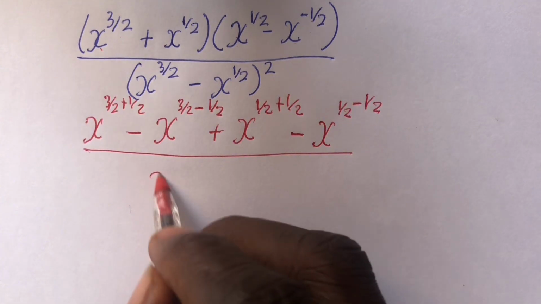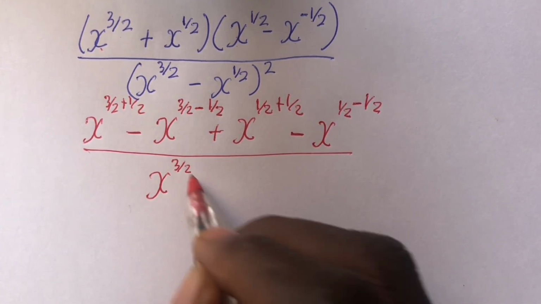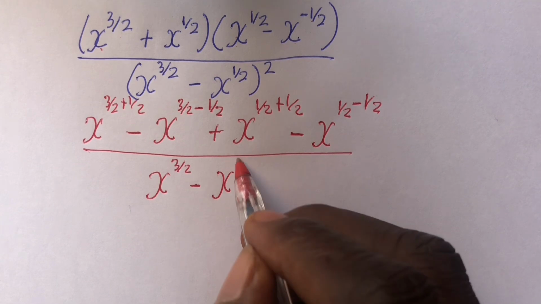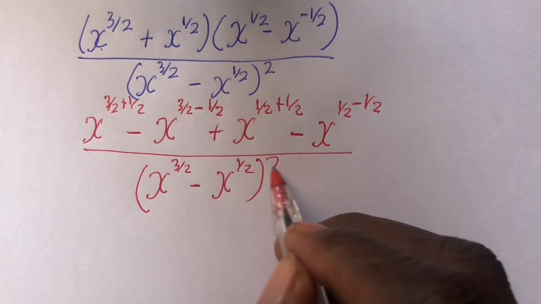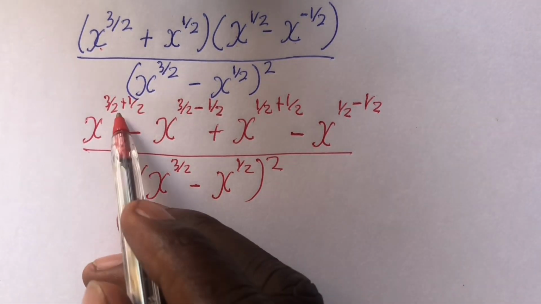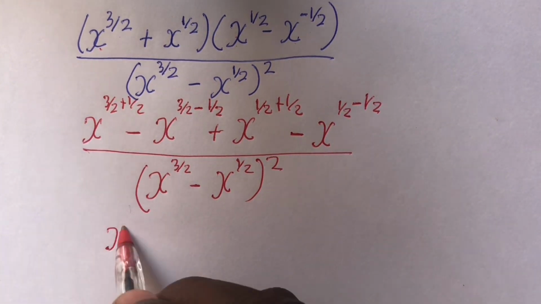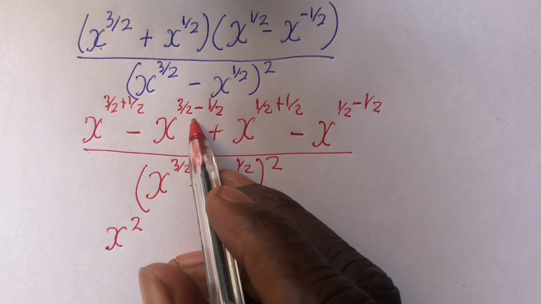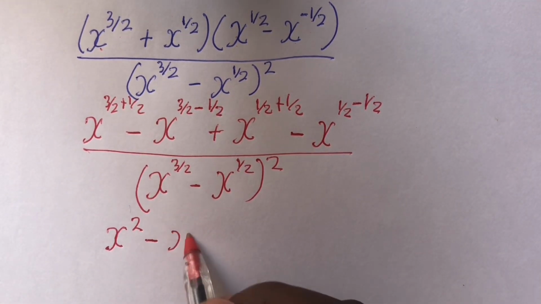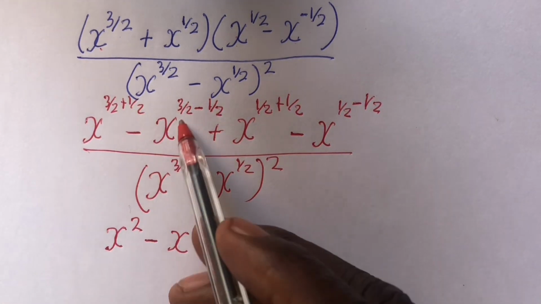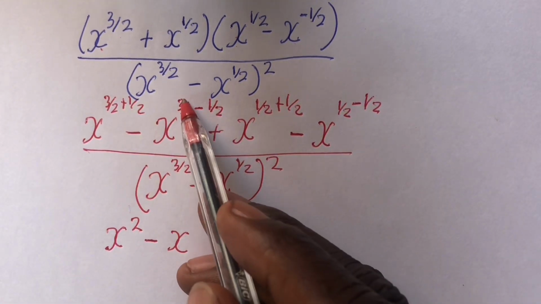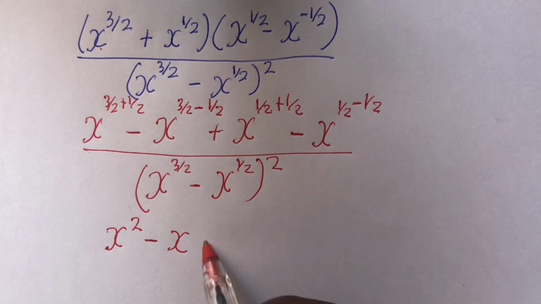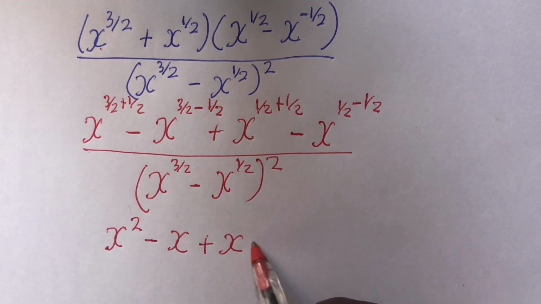All divided by (x^(3/2) - x^(1/2)) all squared. Now, if we add 3/2 to 1/2, we get x squared, right? Then if we subtract this, we get minus x. Because we subtract the 1 from the 3 to get 2, 2 divided by 2 is 1. And this will give us plus x. And from here, we have minus x power 0.